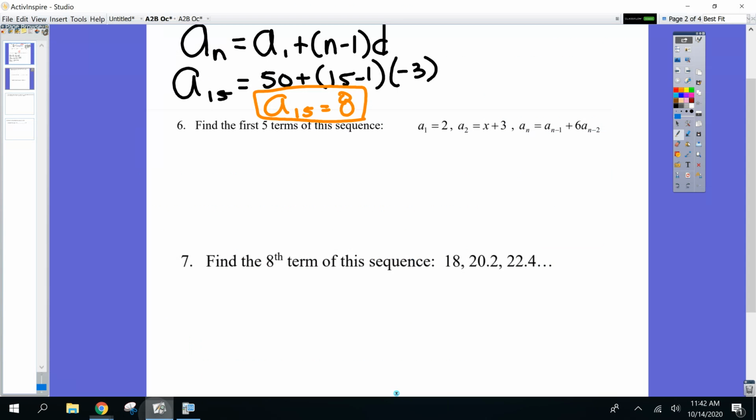Find the first 5 terms. Eliana, here we go. First term, what is it? 2. Good job. What about the second term? X plus 3. Okay. Now we got to do a little work. We found the first and the second. They were given to us. Now let's talk about how to find the third term. We're going to use the formula they gave us right here.